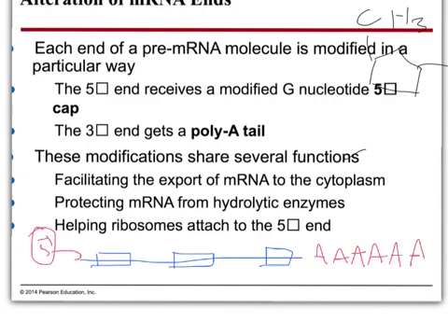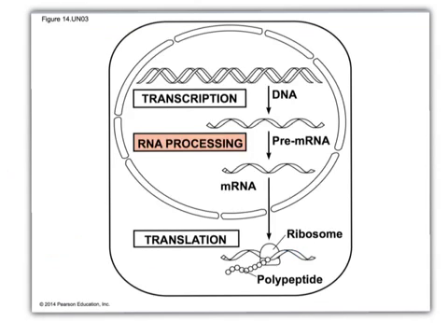Questions on that part of the processing? So 5' cap, poly A tail, and what they are used for. All right? We have to splice the RNA. So splicing.